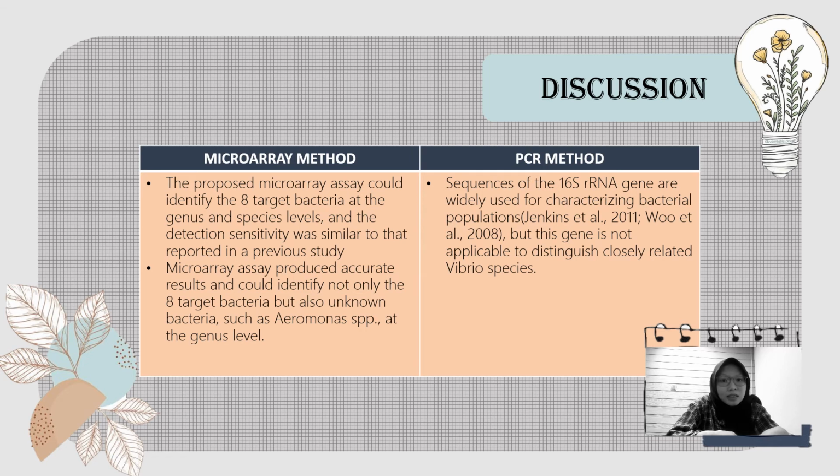Furthermore, the 16S rRNA gene sequence has been widely used for the characterization of bacterial populations, but this gene cannot be used to differentiate closely related Vibrio species. Recently, GYRB has been identified as a suitable gene for identifying bacterial species. In this study, we target both the 16S rRNA gene and the GYRB sequence to design a microarray probe for identification of the bacteria.